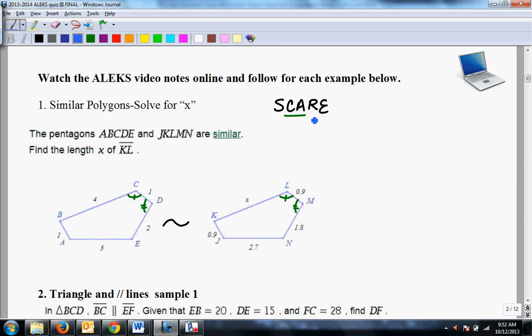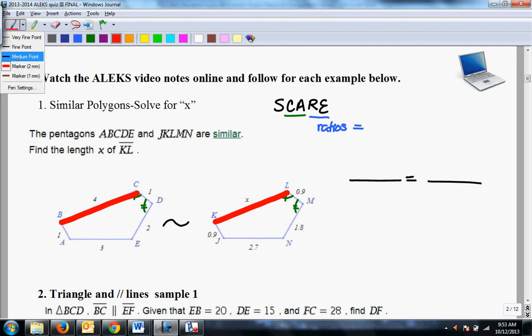And more importantly, RE means the ratios of the sides are going to be equal, which means you can make proportions. Once you establish your proportions, it's all downhill from there. So we want to solve for our unknown, which is x. So the first thing we must do is find our matching side in the same position, and in this case it's going to be BC.